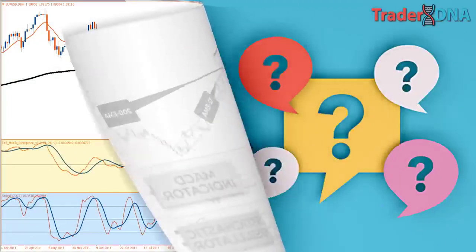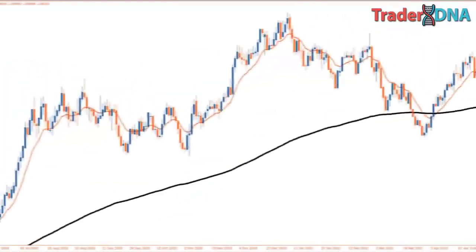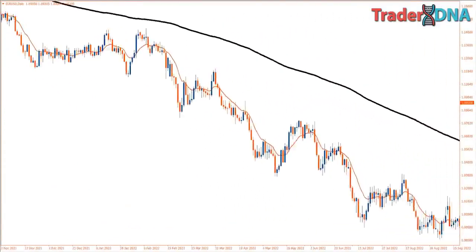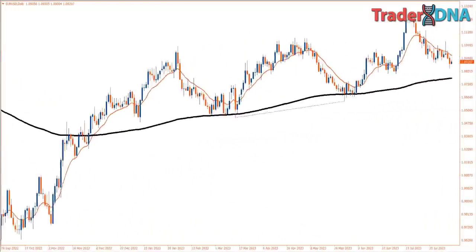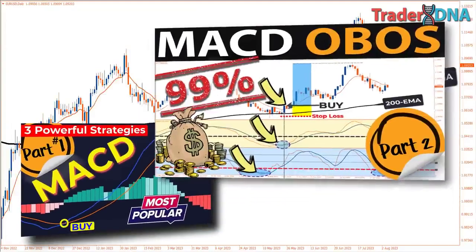Why use the combination of 200-period EMA and 12-period EMA? Both of these moving average indicators play a crucial role in identifying the primary market trend and the short to medium-term trends. The 200-period EMA and 12-period EMA serve as the standardized settings in this strategy, as thoroughly discussed in video part 1 and video part 2.